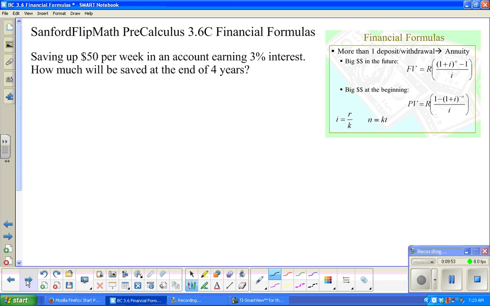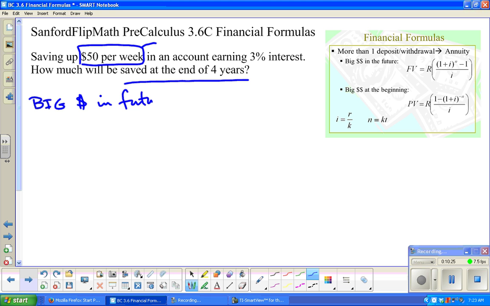So the first question is, is this more than one payment? Well, $50 per week, this is more than one payment. So this is not a regular compound interest problem. This is an annuity problem. This is a future value or present value. How much will be saved at the end of 4 years? So the next question is, where is the big money? Well, we start out with no money, and then we're going to save up money by putting money in the bank. So the big money is in the future. So this is a future value problem.